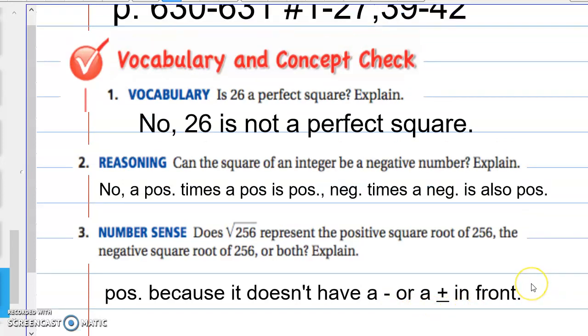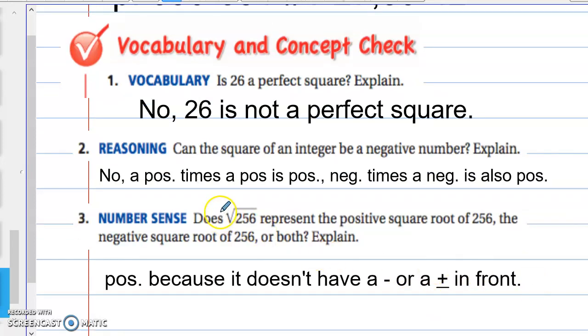So remember, when you're finding square roots, if it has a negative in front of it, then it wants the negative square root. If it has nothing in front of it, that means it wants the positive square root. If it has a plus or minus in front of it, that means that they want both square roots, the positive and the negative.